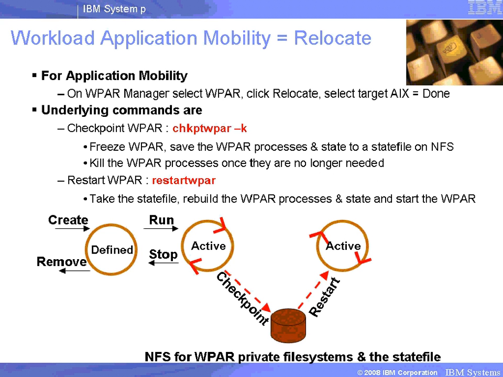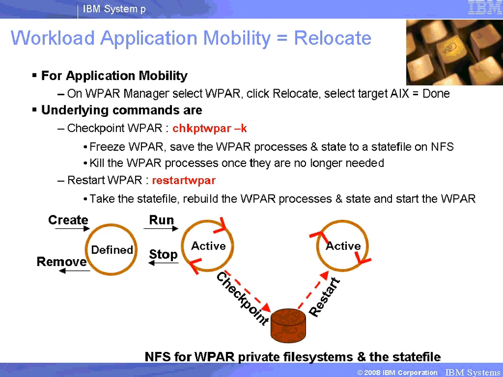Now let's have a little look at mobility, or relocate as it's called when you actually try to do it. How does that actually work? Well, on the Workload Partition Manager screen, you'd select the WPAR, then you click on Relocate, select the target machine you want it to move to, and hit OK, and it will magically do that for you in the next couple of seconds. But how is it actually doing that?